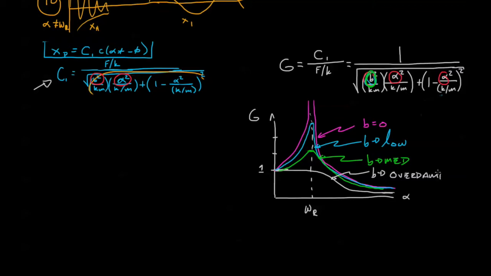So in that situation, we can also imagine that we make b really big. It's not going to matter what happens here. We can drive it at resonance or not. If this number is big, it doesn't matter what's going on.